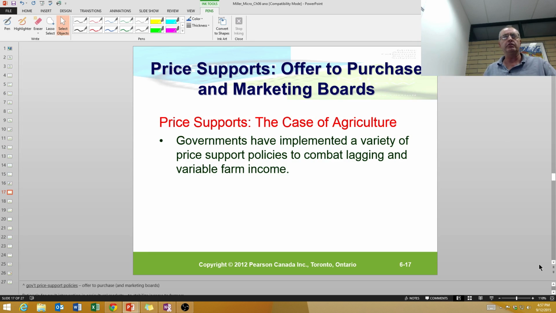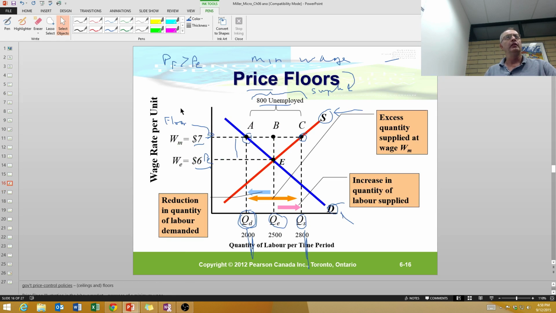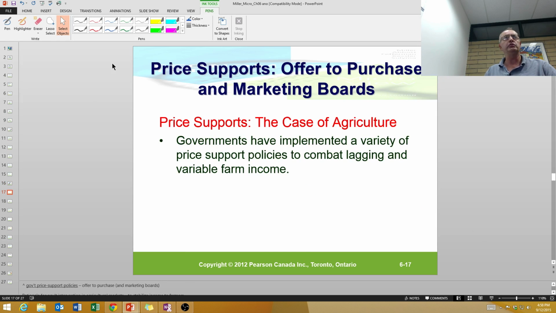Okay, so we mentioned earlier that the government has some additional policies that they can use for intervening in markets. So instead of letting the market forces of supply and demand set prices, sometimes the government has some other policies for helping certain people. Sometimes you see some of these extra policies in the agricultural sector. So we have two additional forms of government intervention in agriculture markets: a so-called offer to purchase policy, and a marketing board mechanism.